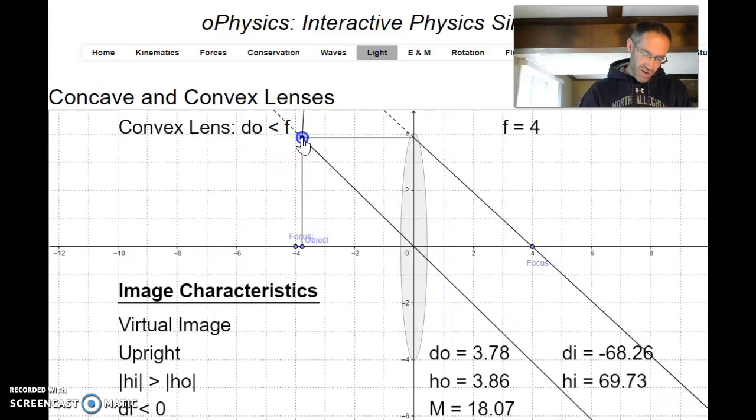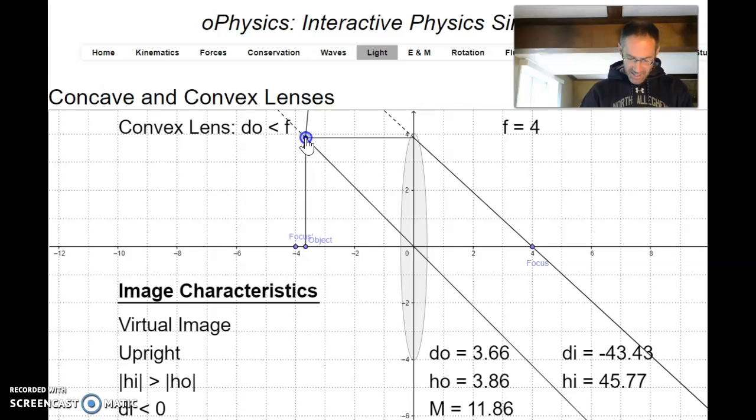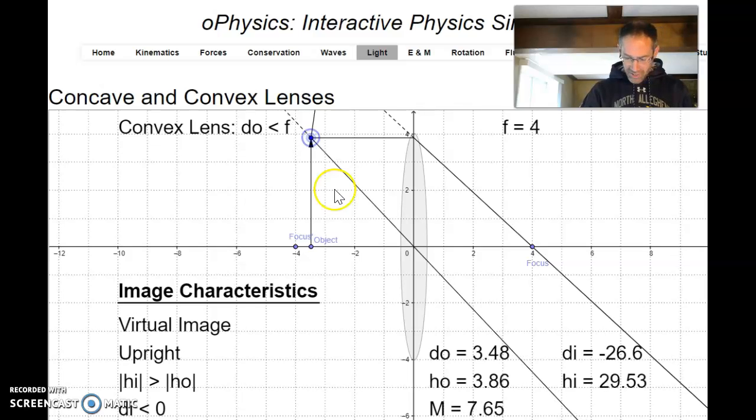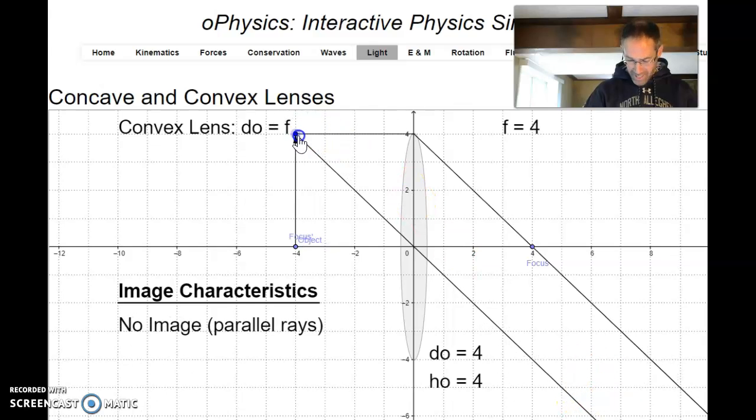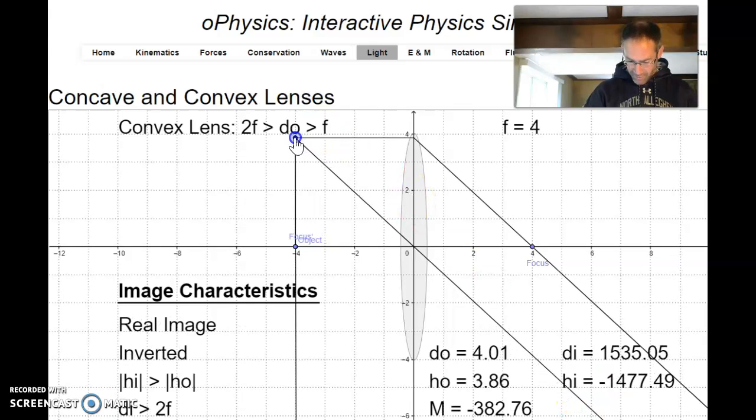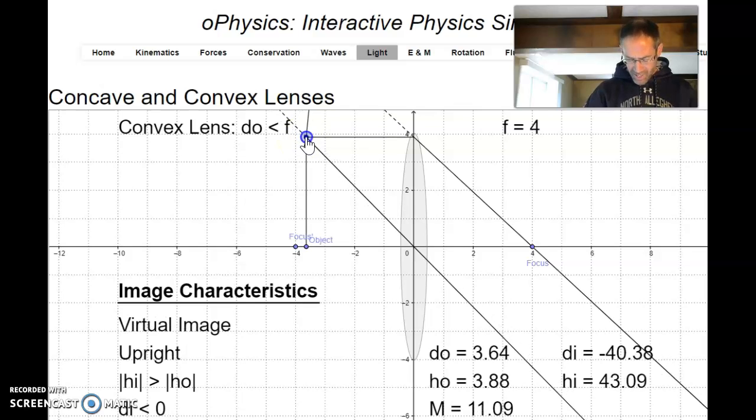Now, as I go inside of that focal point, now you see something. Now, all of a sudden, watch this. See how the HI went from being something massive, see this massive HI, down to something that was, and it was negative, meaning that it was real. Over here now I have an HI. Now it's still pretty massive, but now it became virtual.